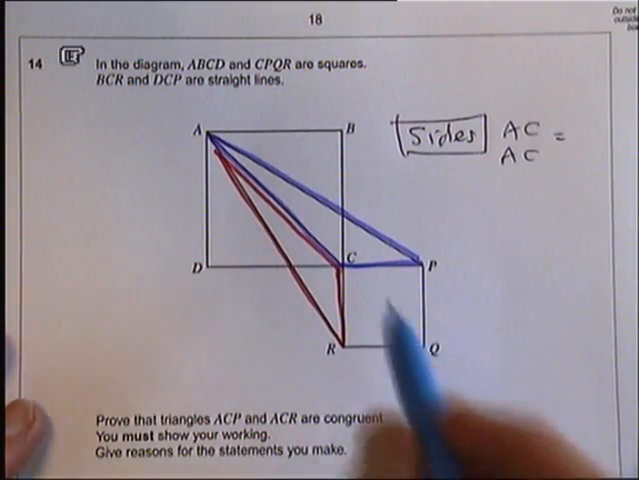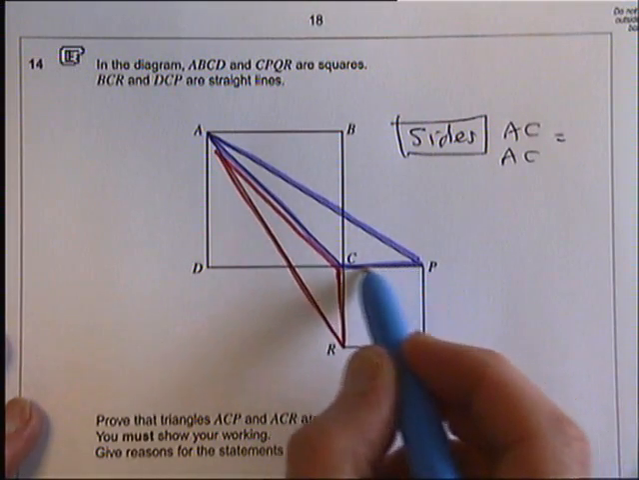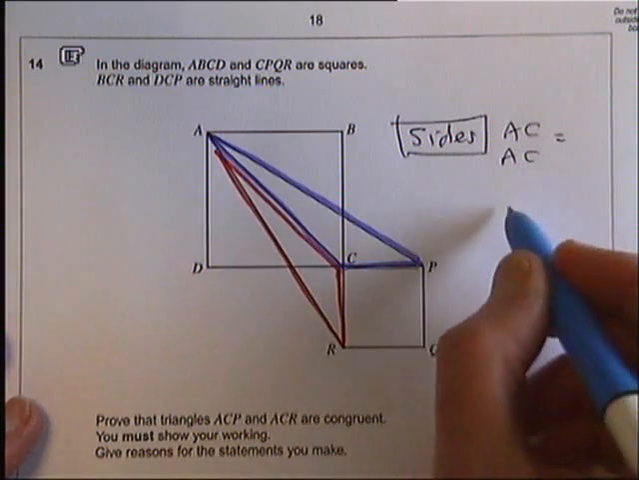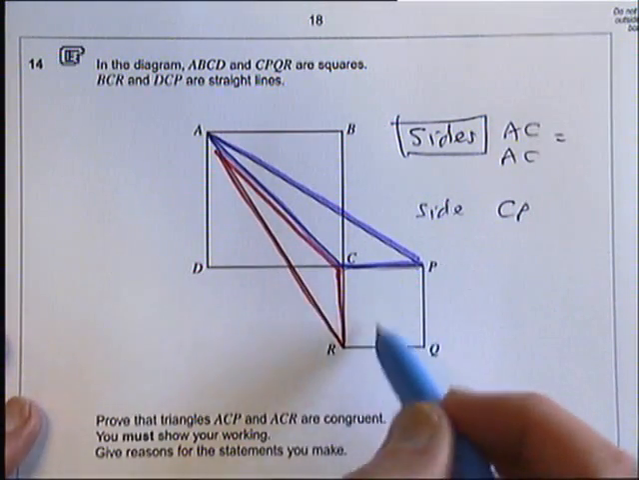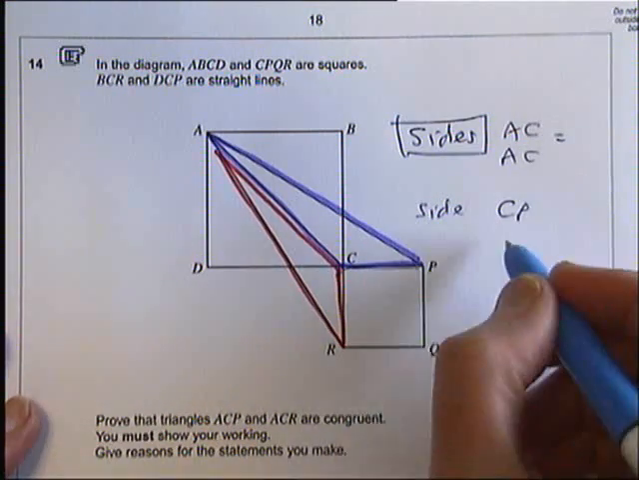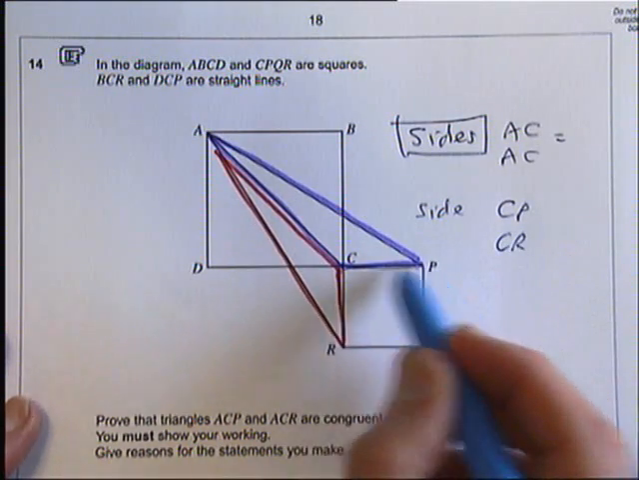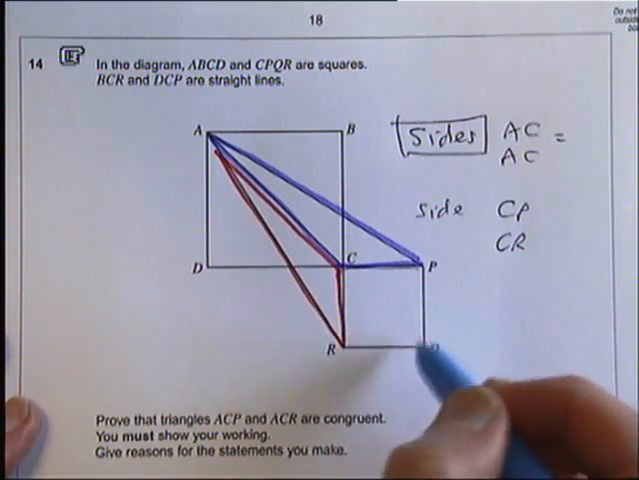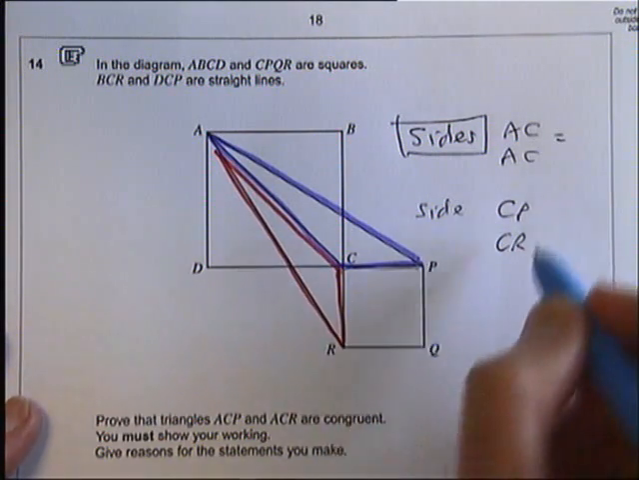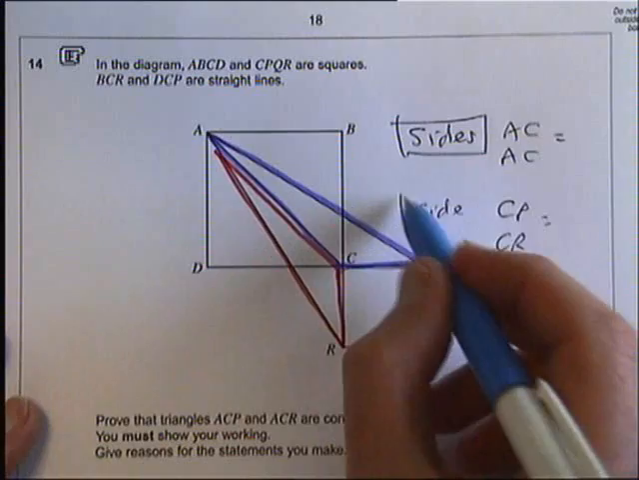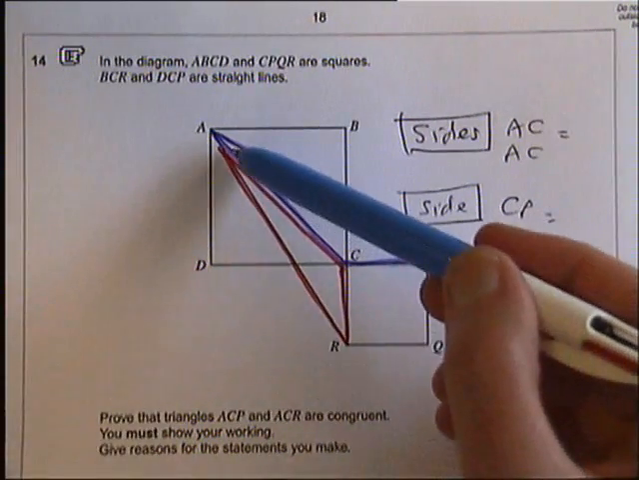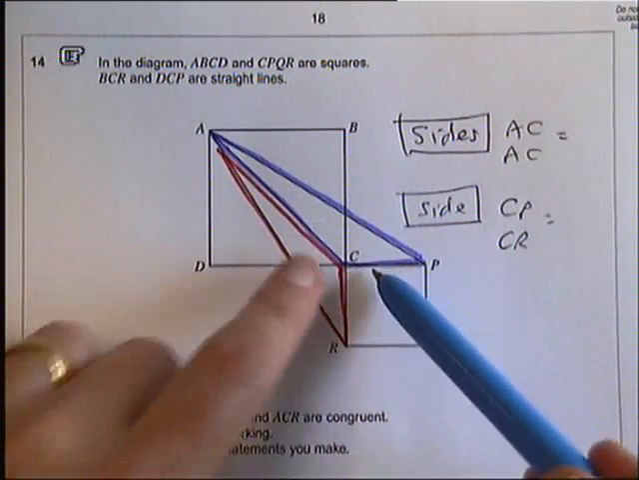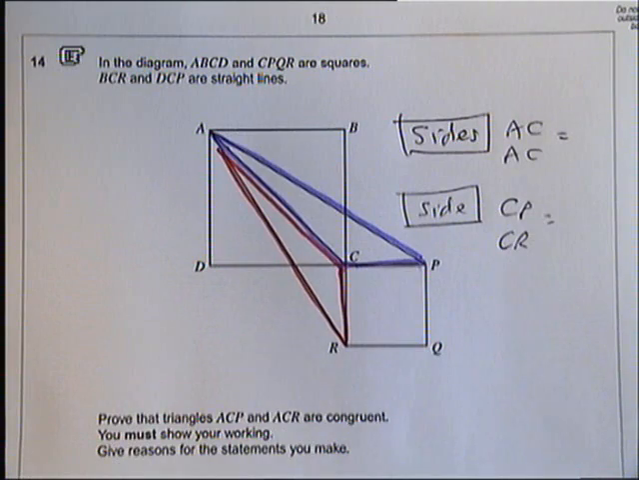Now if you look at this side here on this top triangle, CP, that's another side. If this is a square, this distance here, CR, must be the same. If this is a square, all these four edges here are the same. So CP and CR are also equal to each other. So we've got there another side on each triangle is equal. So that side is equal and these sides are equal.